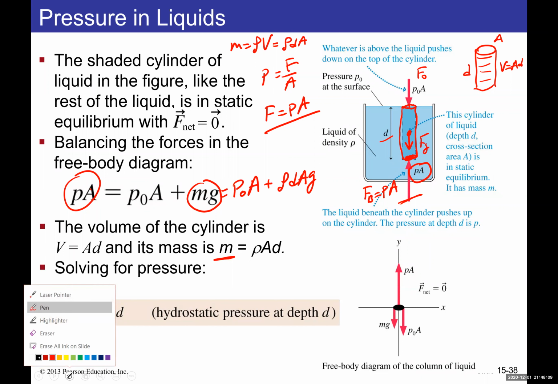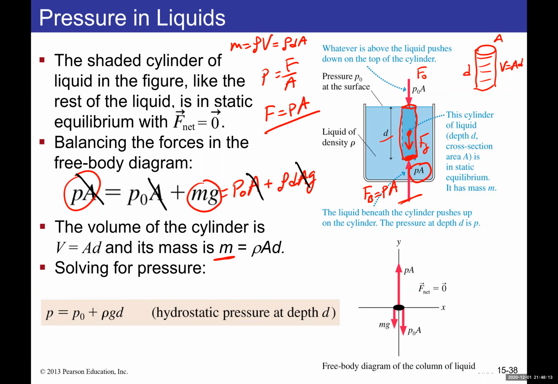And now I can see that the area can be canceled from all the sides, right? So that means it ends up canceling from all the sides. So then it ends up being this. Pressure at that depth D is equal to atmospheric pressure plus this quantity, rho times G times D.